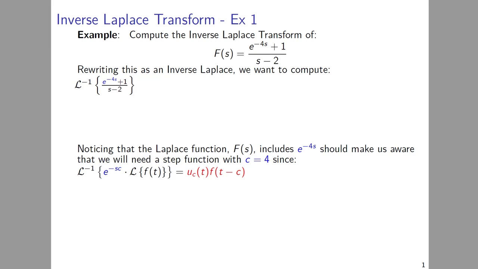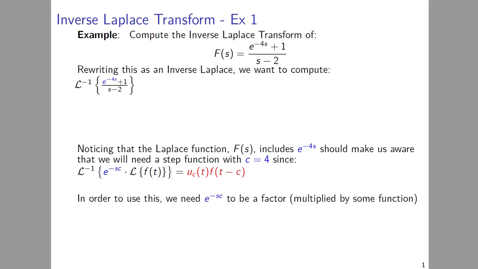Noticing that the Laplace function F(s) includes e^(-4s) should make us aware that we will need to use a step function with c equals 4, because we saw that the Laplace inverse of e^(-sc), where c is 4 here, times the Laplace transform of some function f(t) is the shifted version of f, u_c(t) times f(t - c). But notice that in order to use this, we need e^(-sc), in this case e^(-4s), to be a factor multiplied by some function.